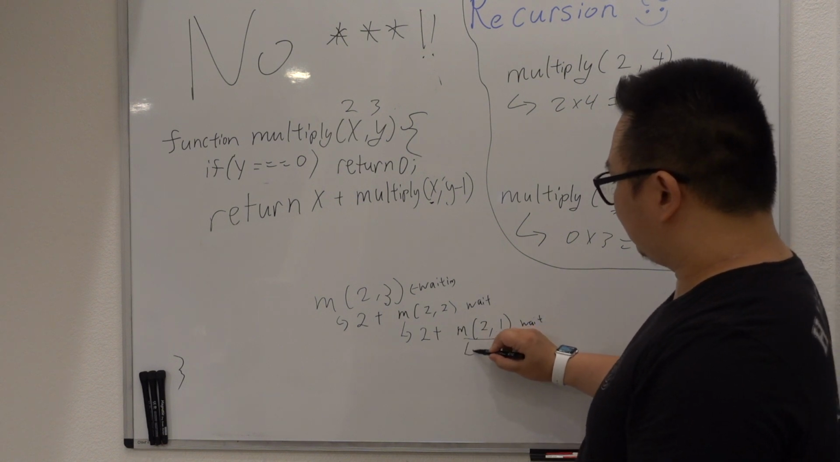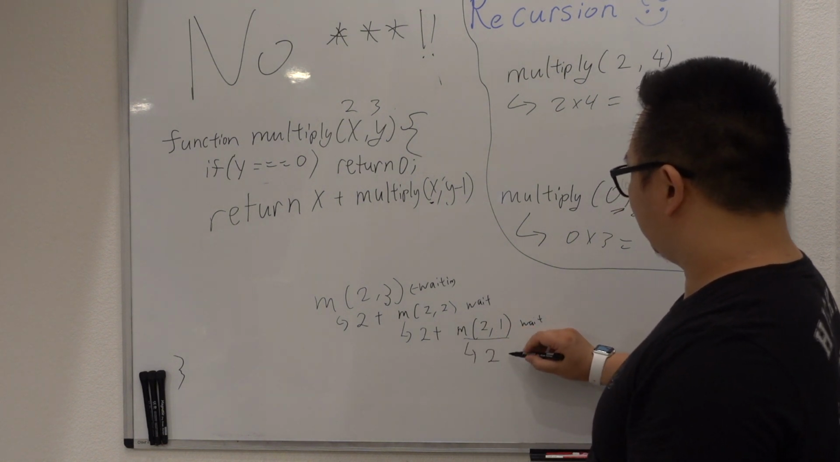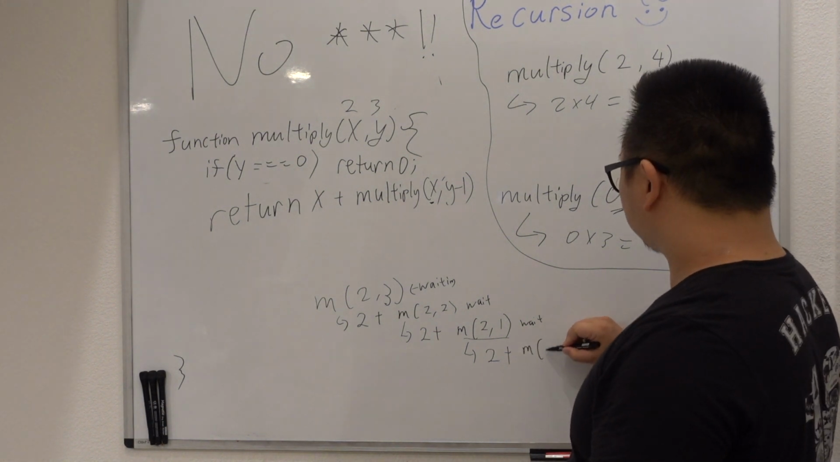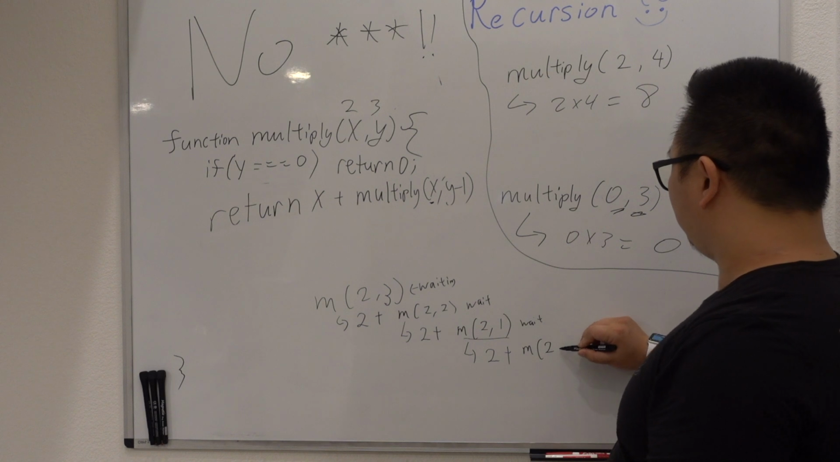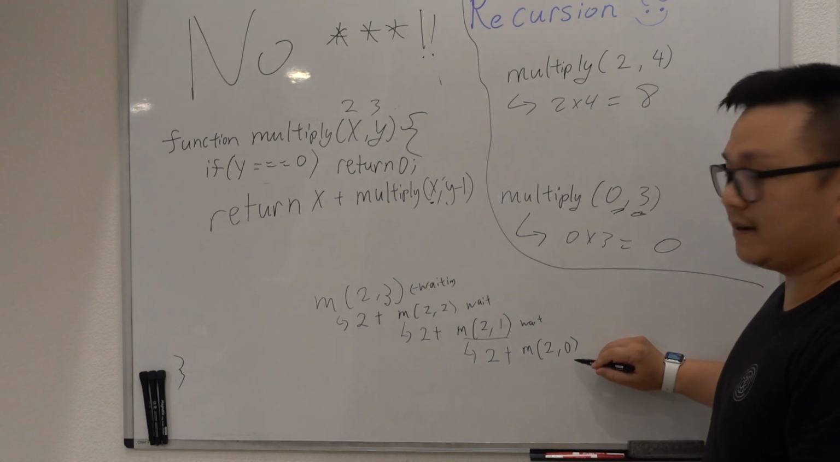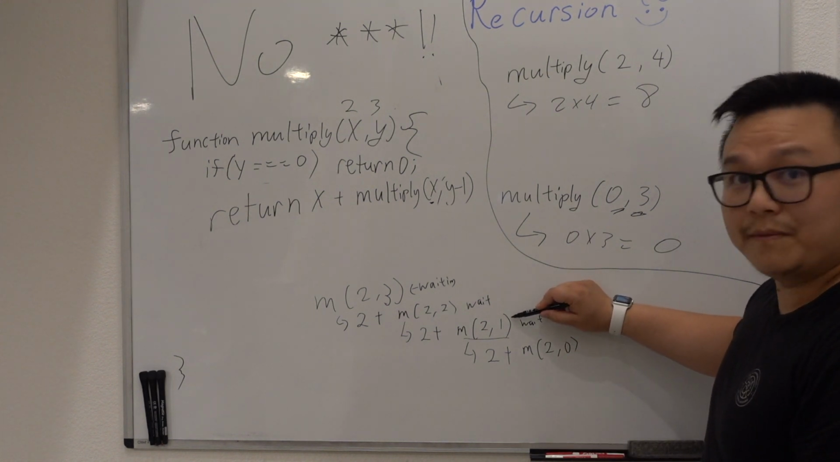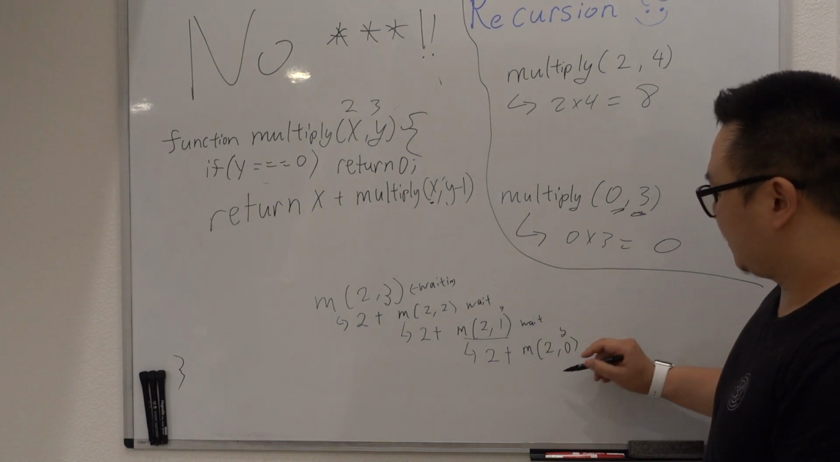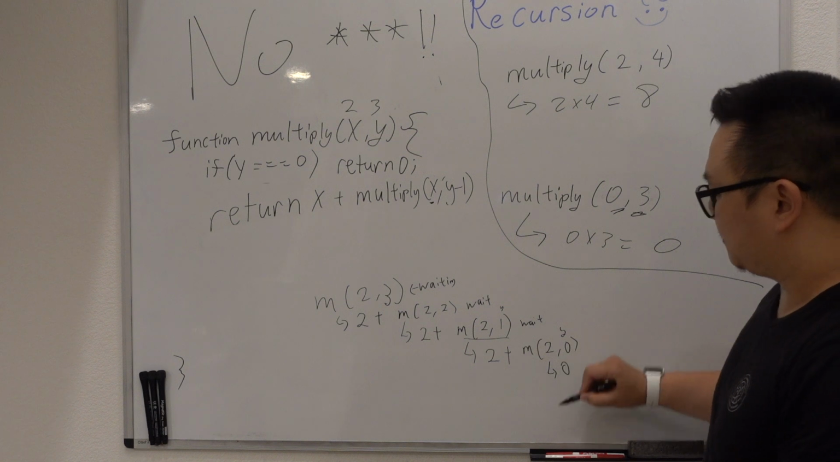And it's going to return us 2 plus multiply of 2 and 0. Right? How did I get 0? Because 1 minus 1 equals 0. This is y. This is y. Right? So this gives us 0.